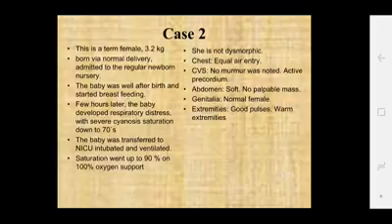Case 2, also a term female baby, 3.2 kilogram, born through normal delivery, and she was in the regular nursery post delivery. The baby was well after birth and started breastfeeding. After almost 12 hours, the baby developed respiratory distress, then immediately severe cyanosis, with saturation down to 70. The baby was transferred to NICU, ventilated, intubated, and given high FiO2. The patient is not dysmorphic.